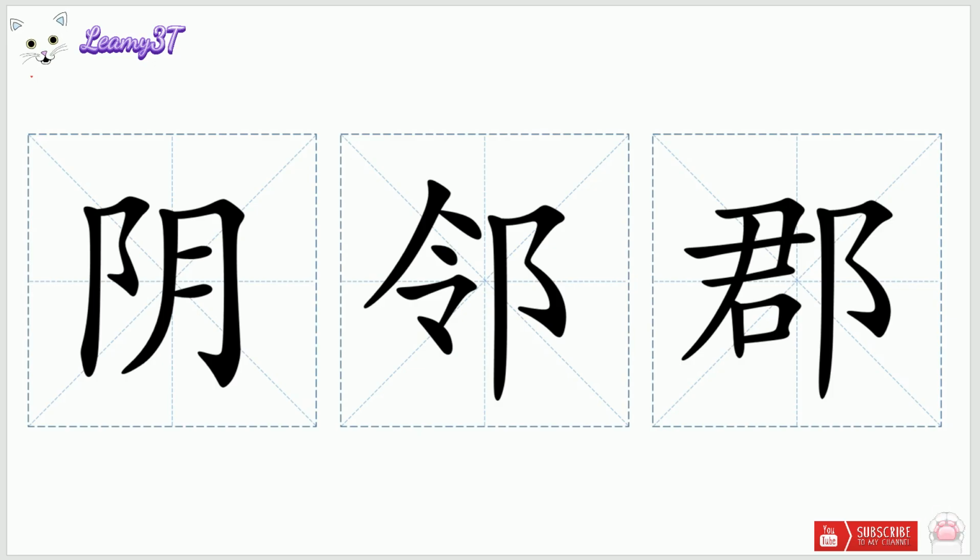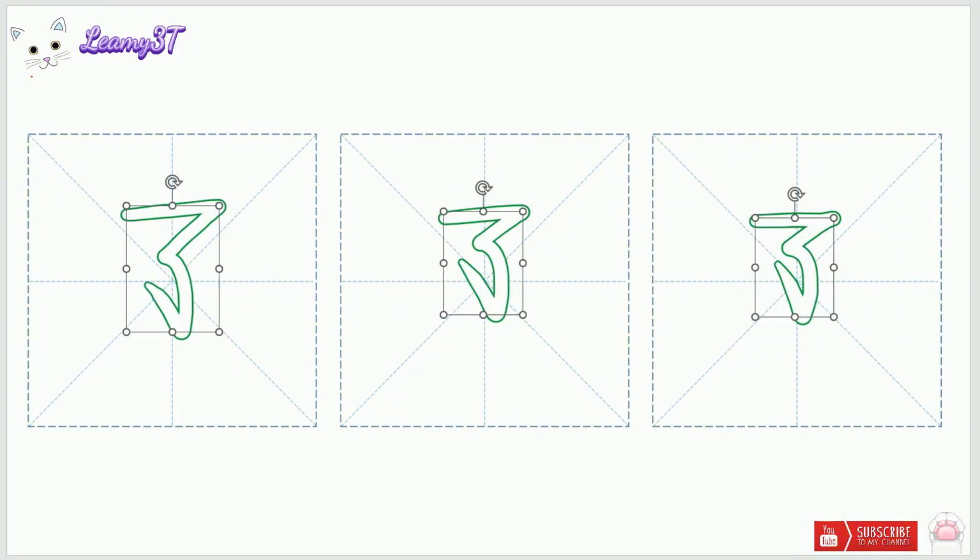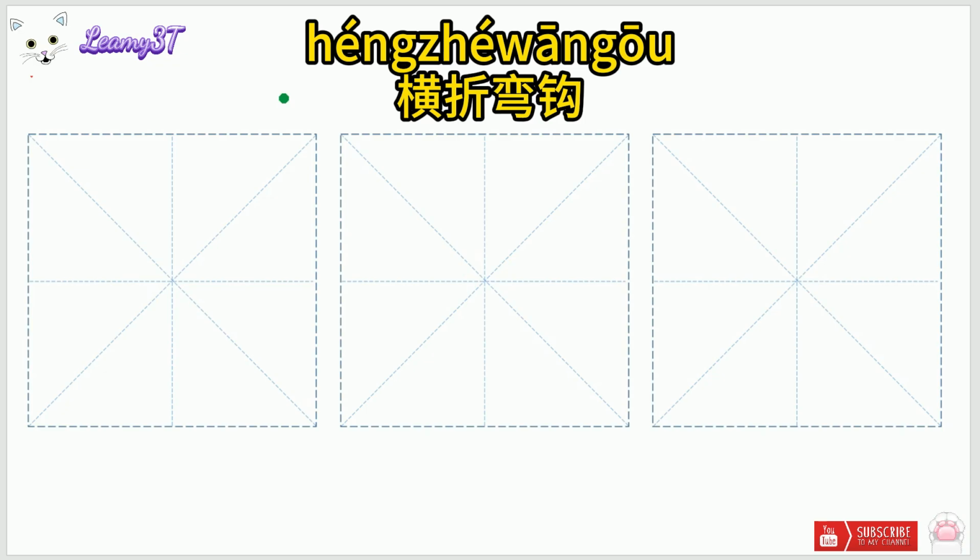Have you found everyone? Let's check. 横撇弯钩, 横撇弯钩, 横撇弯钩. The fourth stroke is 横折弯钩.